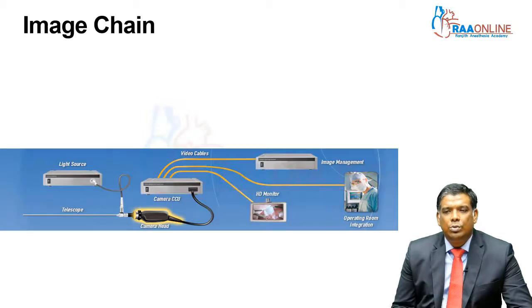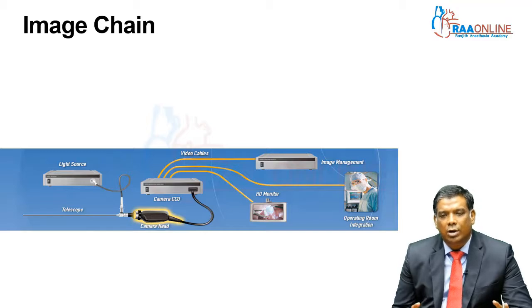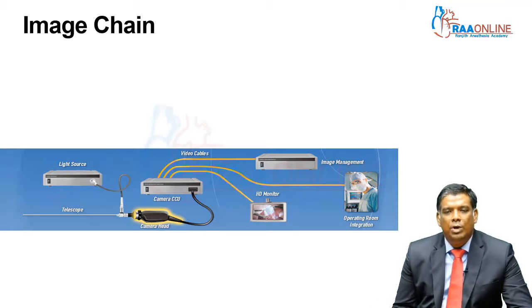So when it comes to the imaging part of laparoscopy, we have what is known as the image chain. Now the image chain, basically the center hub of it, if you can equate it to a computer system, the CPU will be the camera circuit unit. Okay, so that's in the center of the monitor there. So this is the camera.